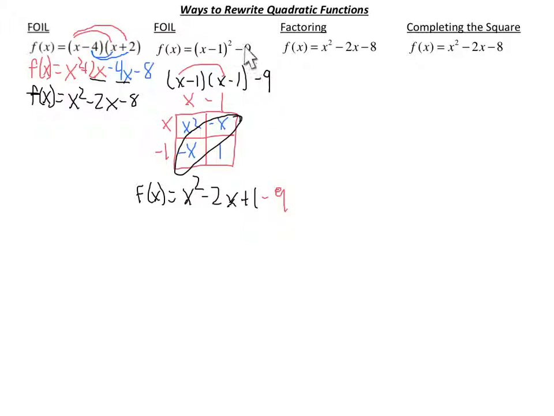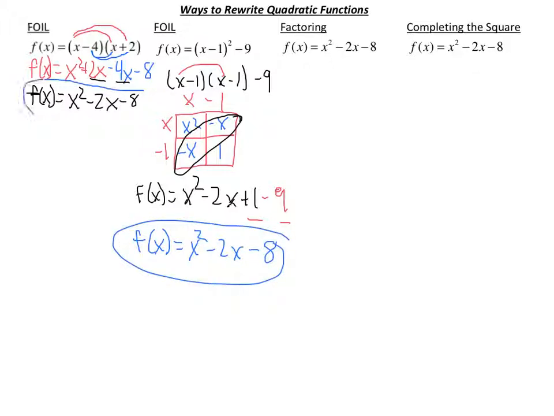Please, a lot of you might forget that. That guy, you can't lose him. He's still hanging out here. And when we combine those, now we got an answer. So f of x is equal to x squared minus 2x, and 1 plus negative 9 is negative 8, which matches that. See how they're the same? That's what we're looking for. So we went here again from vertex form to standard form.